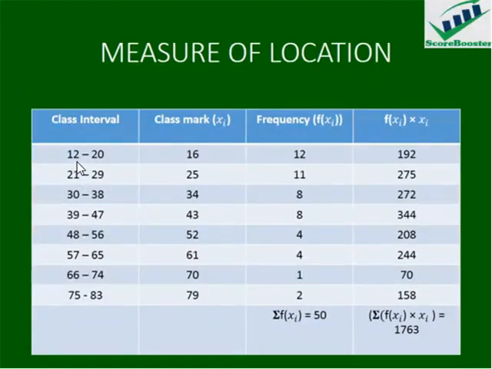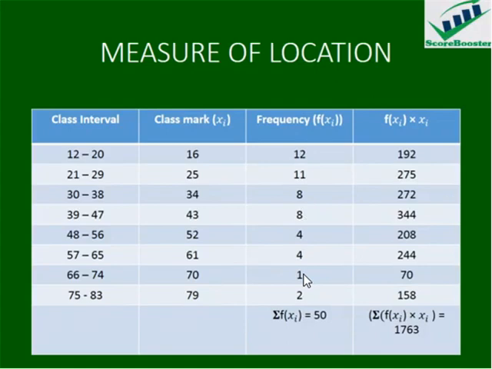We do for 21 to 29. So we have 21, 22, 23, 24, 25, 26, 27, 28, 29. Count the number of times the marks within this range occur. So if you count, you have 11 times. Here for this class interval is 8 times, and so you do the same thing for other class intervals too. So this is it. You can check if it is correct.